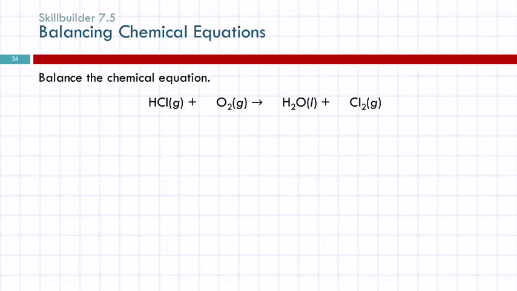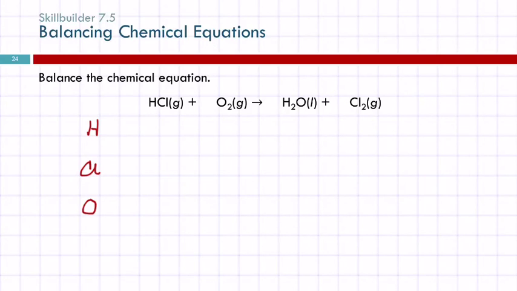Here's one where the formulas are given to you. Makes it a little easier. Takes out that whole first step. Let's balance this one. I'm going to go back and I'm going to do the tallies on this one. So I've got H, Cl, and O. Those are my 3 elements. So I'm just going to keep track of them. There's H, Cl, and there's O.